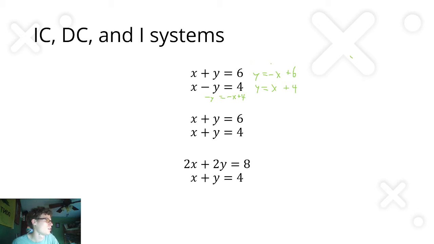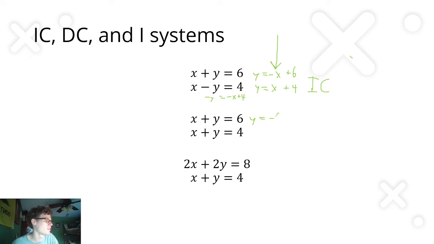Now, it's a different line. They're not parallel when there's a different slope, okay? So since there's a different slope, we can classify this as independent consistent. Independent consistent systems only have one solution, okay? So if you see a system of equations that has just one solution, independent consistent.